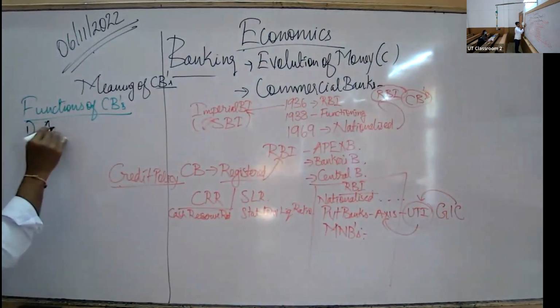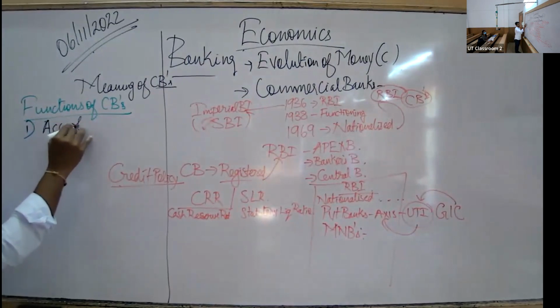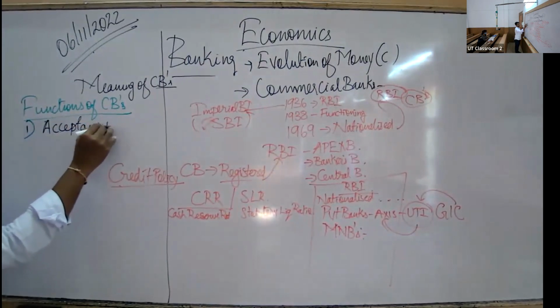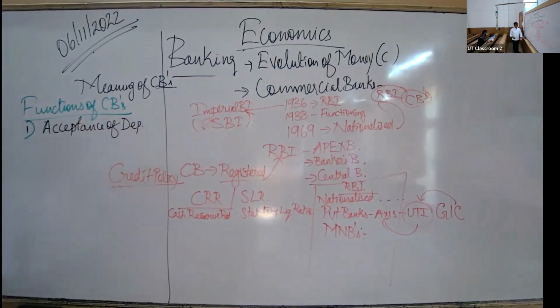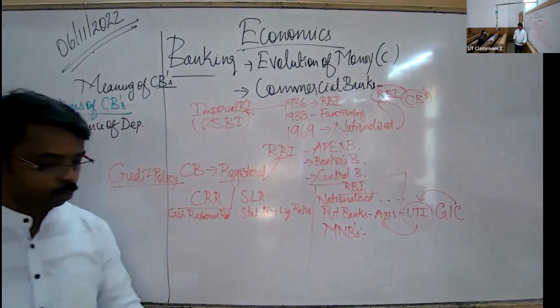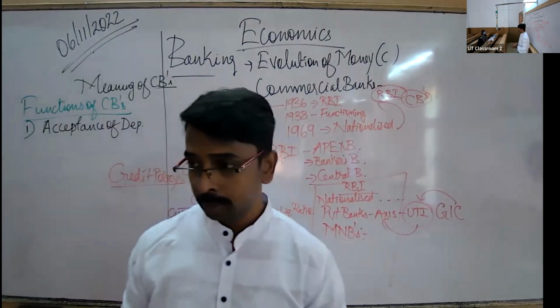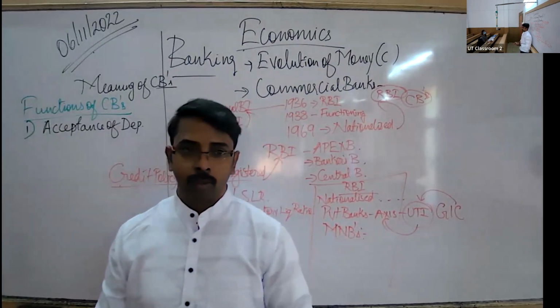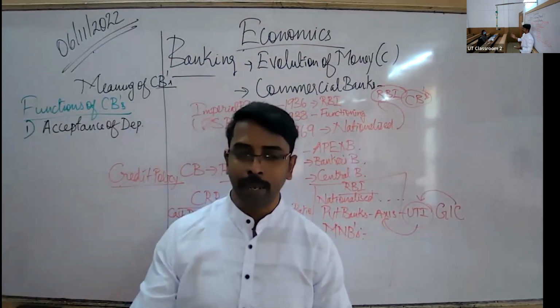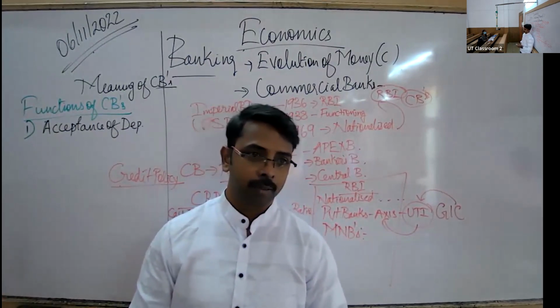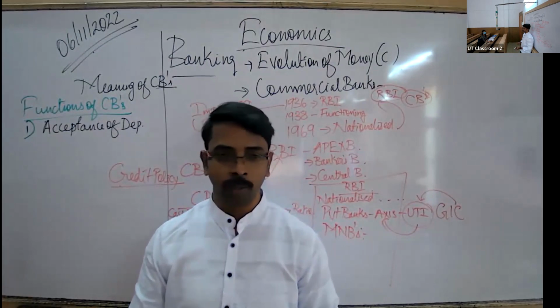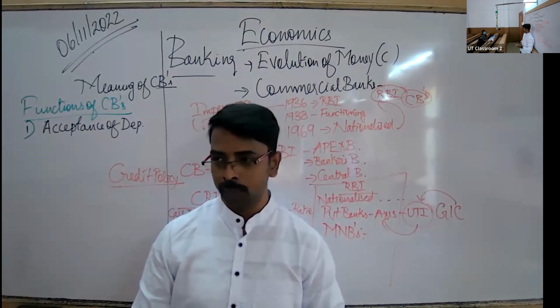So the first one is acceptance of deposit. When money was created or evolved, you remember from economics a little bit, the deposit has to be kept with a person you rely on. Sir, I give it to my dad, he keeps all my money. Is he going to give you a rate of interest? No.